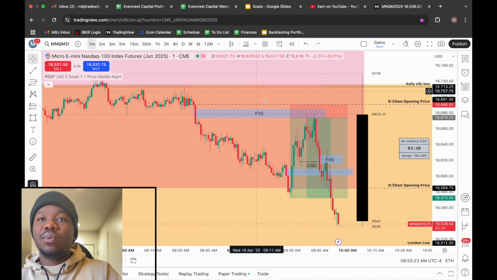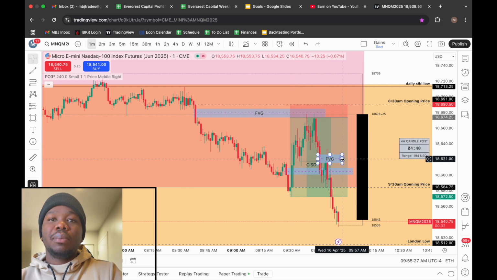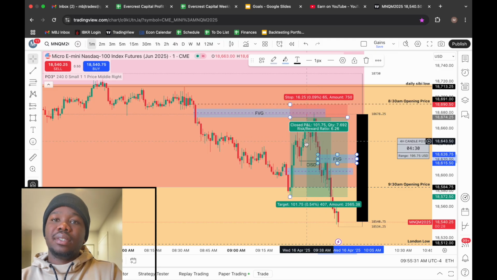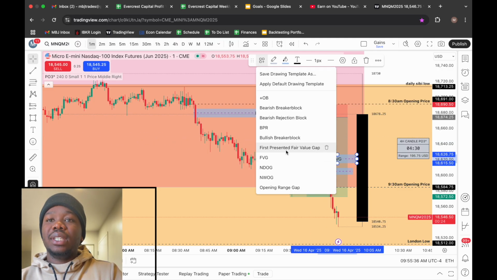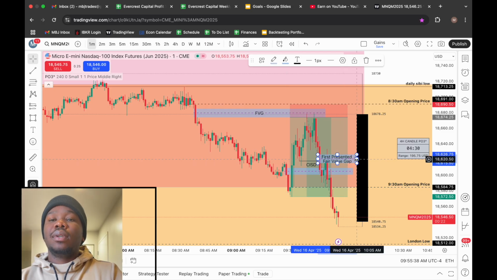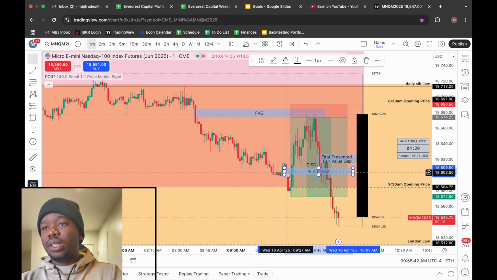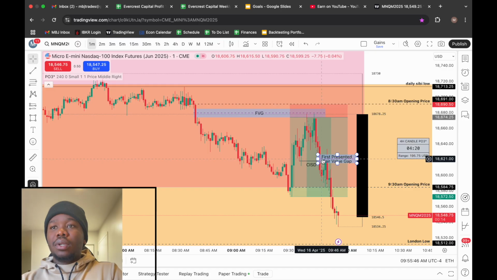So like I said, I didn't want to use these small fair value gaps as my first presented. So I'm going to use this one. This is a better one. I'm just going to take this off. I don't need this, but I just used it to show you guys what the market does. So I'm going to use this as my first presented. And you guys are just going to watch it take out London low.